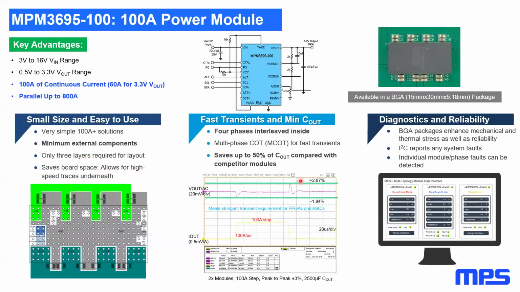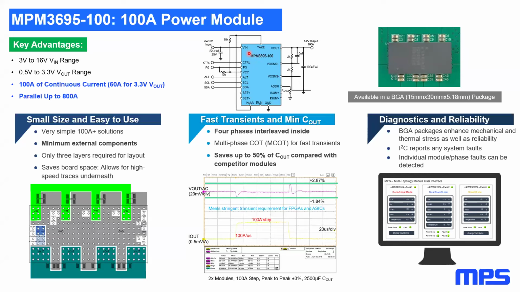So into an implementation of one of these, I wanted to talk a bit about the 3695-100. This is our 100 amp power module, as you can see here on the top right. It comes in a BGA package, which is 15 millimeters by 50 millimeters by 30 millimeters. This integrates 4 phases inside, so it uses a multi-phase operation in order to deliver these 100 amps.